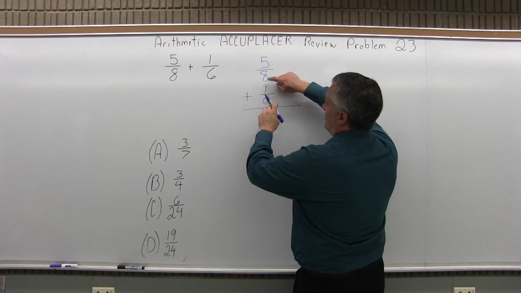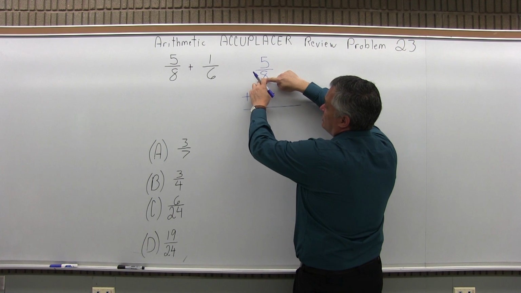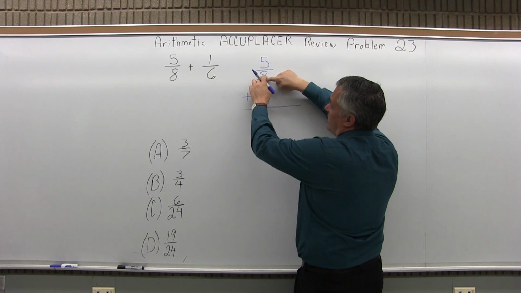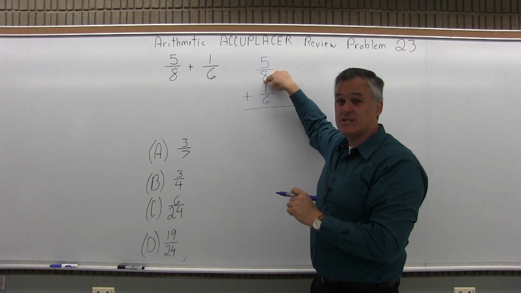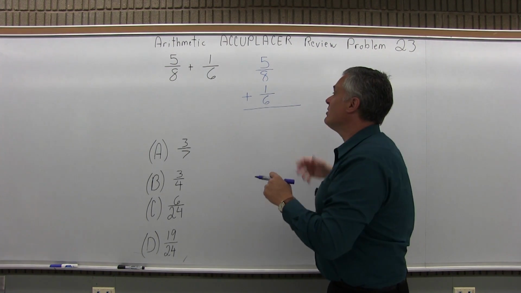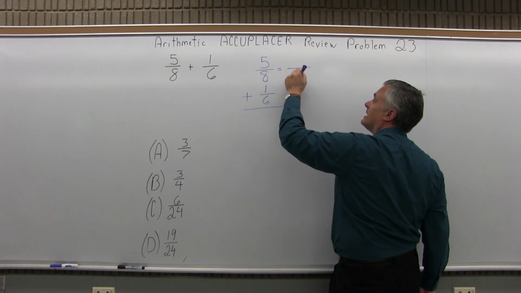So to start off, will 6 divide into 8 evenly? No, it won't. Go to the next one. 8 times 2 is 16. Will 6 go in? No, it won't. Go to the next one. 8 times 3 is 24. Will 6 go in? Yes, it does. So they both divide into 24 evenly, so that will be my common denominator.